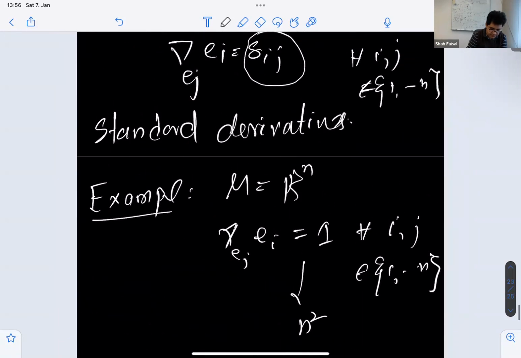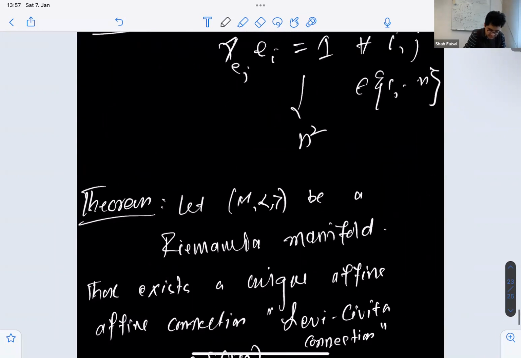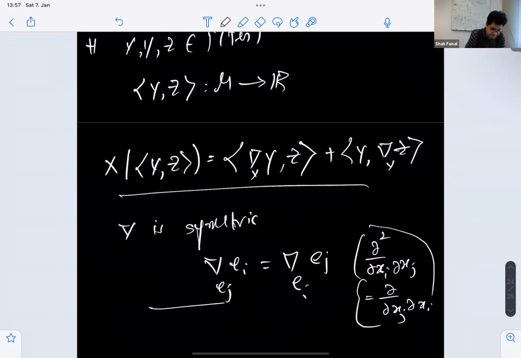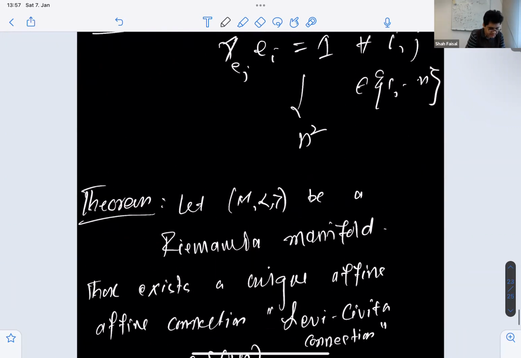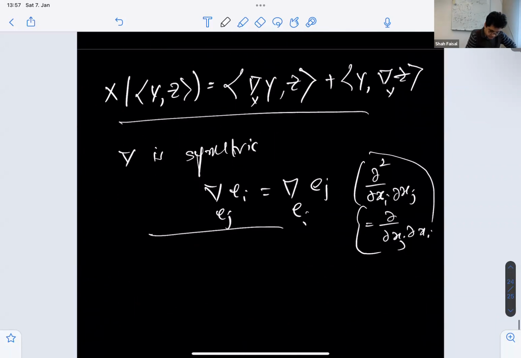So going back to the R^n example, you have infinitely many differentiations, and the best one is the one that satisfies this condition and this condition, and we know what it is. It's exactly the derivative you see in calculus. So the standard derivative is basically the Levi-Civita connection in R^n, but you can define infinitely many others. Okay.